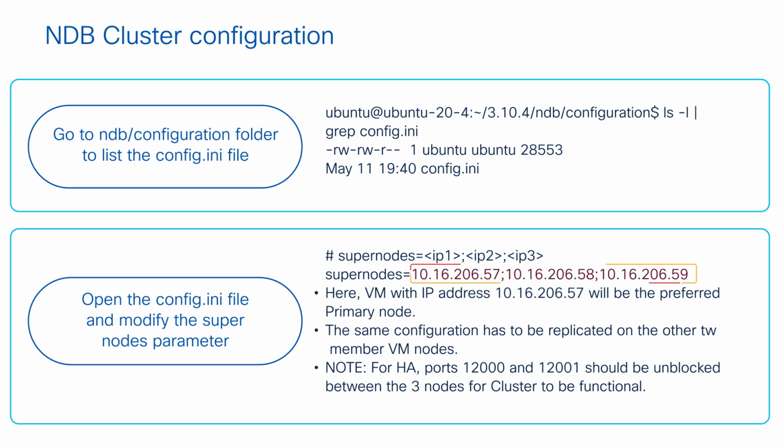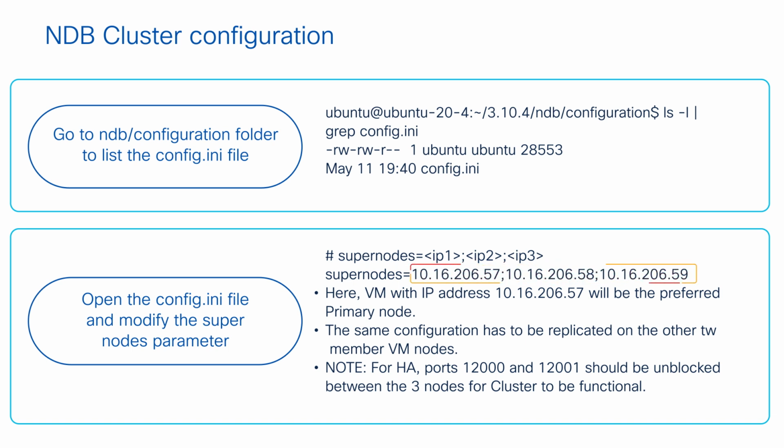and there is a super nodes flag in the config.ini file. You need to populate the super nodes flag as shown here with all the 3 IPs of the Linux machines. As you can see, IP1 is my primary IP address, IP2 is my member 1 Linux machine IP address, and IP3 is my member 2 Linux machine IP address. The first one is the preferred primary node. That server acts as the primary. And the second IP address and the third IP address take the role of M1 and M2, which are member 1 and member 2.